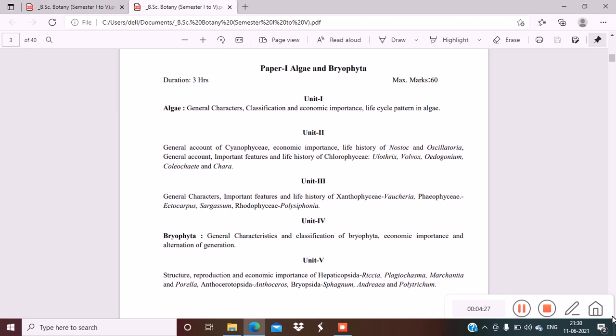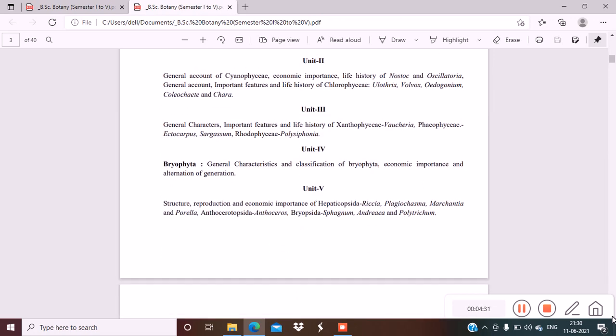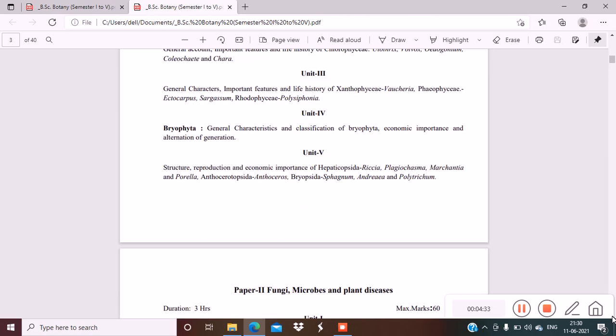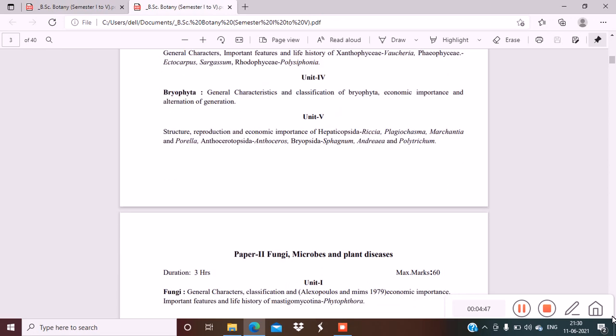And if you want to study further in detail, then you can take the book of Algae by B.R. Vashishta, Bryophyta by B.R. Vashishta. But according to BSc, Singh Pandey Jain book is sufficient. If you study from that book, it will be sufficient for you. Now the paper 2nd.